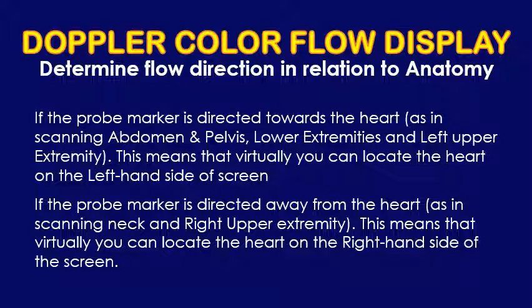Now, what if I'm scanning the neck or the right upper extremity? In the right upper extremity, if you put the marker, it will be away from the heart. Same story like the neck, okay? So if I put the virtual heart, where do I put it? On the other side of the marker. It will be on the right-hand side of the screen. And accordingly, you can tell the flow towards or away from the heart based on where the virtual heart is on the screen.